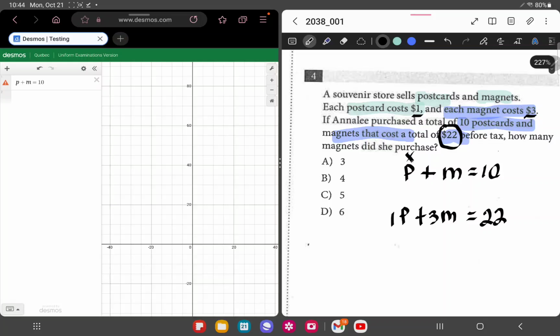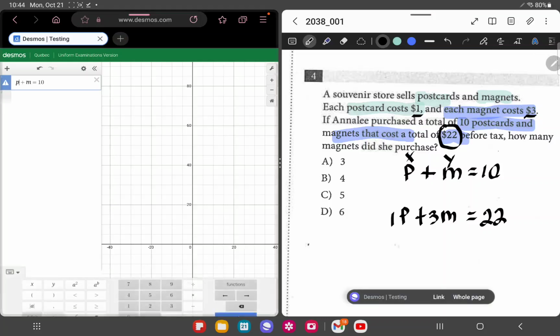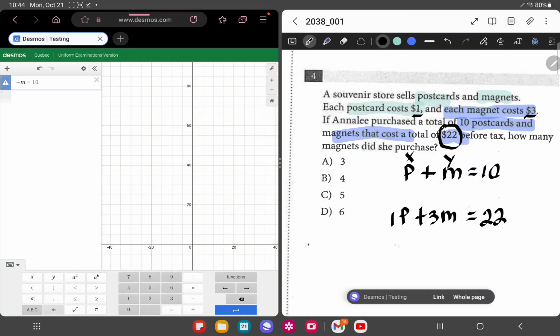I'm going to set up this as X and this as Y. Okay? So instead of writing P and M, I'm going to put X and Y, because I want the calculator to actually graph my lines. So we're going to go ahead and take that out and put Y.